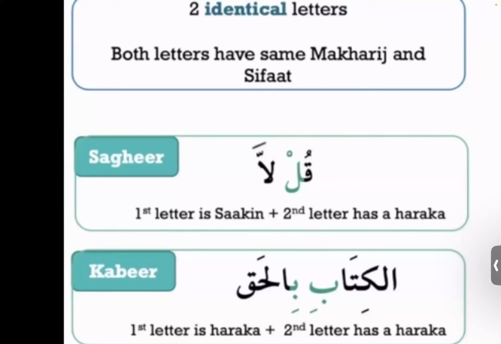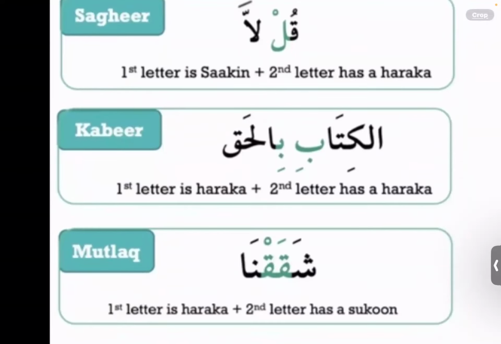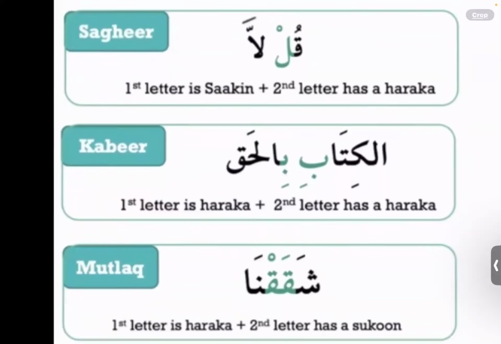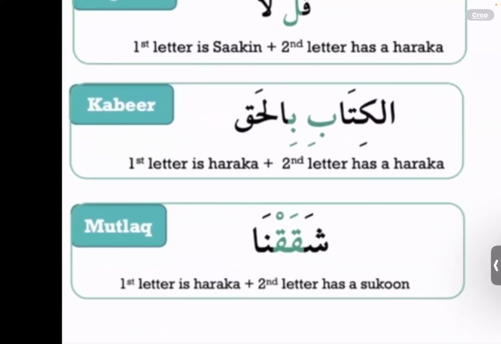Bismillah ar-Rahman ar-Rahim. Now, the idgham mutamathilan kabir and mutlaq. We'll go over it, just skim it briefly. This is not really idgham. There's no merging. That's when the first letter has a haraka and the second letter has a haraka, or the first letter has a haraka and the second one has a sukoon. Actually, there's no merging because these are separate entities.